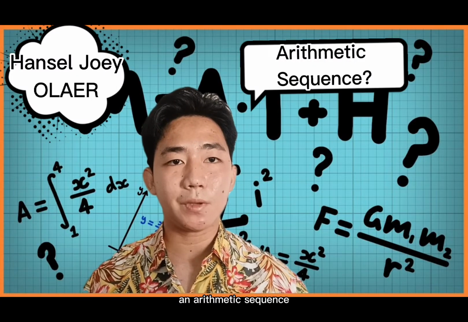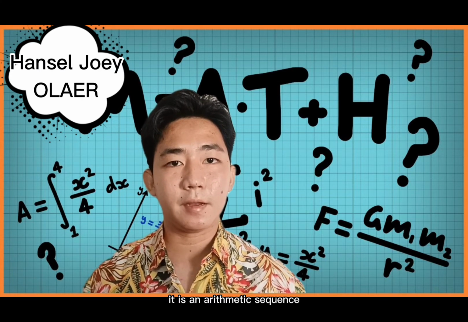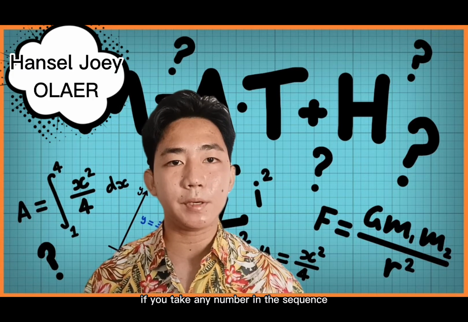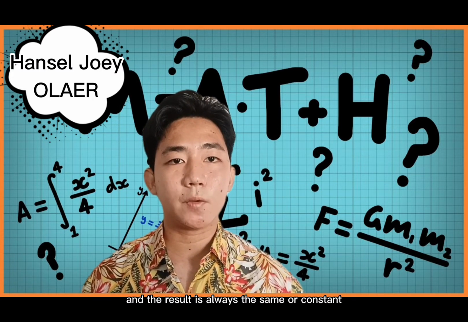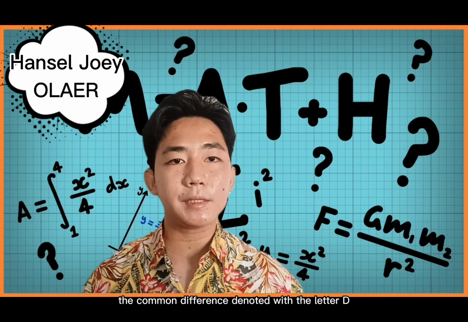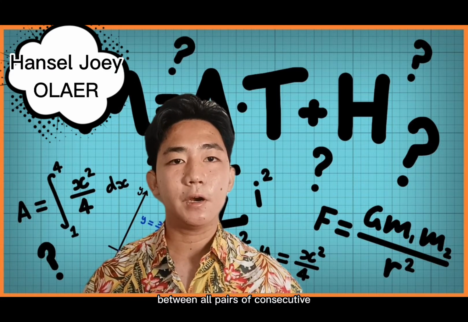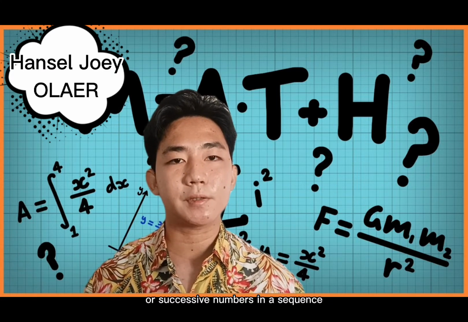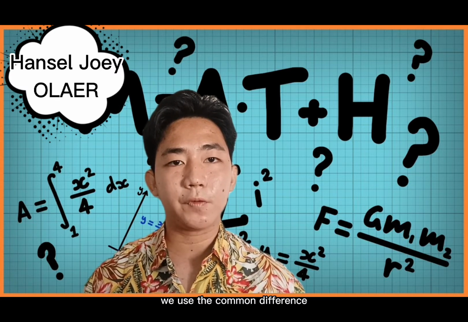An arithmetic sequence is a set of numbers that follow a specific pattern. It is an arithmetic sequence if you take any number in the sequence and subtract it from the previous one, and the result is always the same, or constant. The common difference, denoted by the letter d, is the constant difference between all pairs of consecutive or successive numbers in a sequence. To transition from one term to another, we use the common difference.